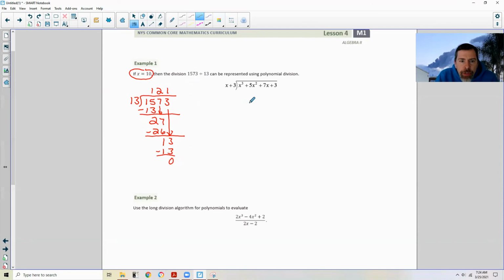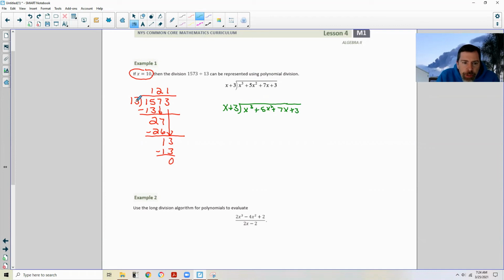Okay, so this is what we're going to do using polynomial division. So we're going to take the x plus 3. And I'm rewriting this because they didn't give me enough room to write the quotient up here. And it's going to be x cubed plus 5x squared plus 7x plus 3.